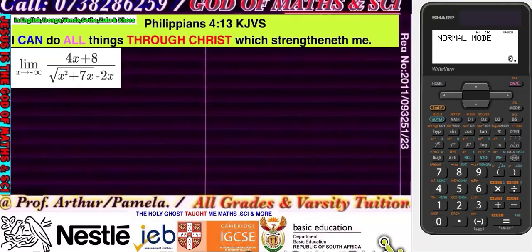All right, so with this one, if I do this by rationalization or by pulling out x squared, normally I see the x squared, I want to pull it out. You can try the rationalization and see if you get the same answer.